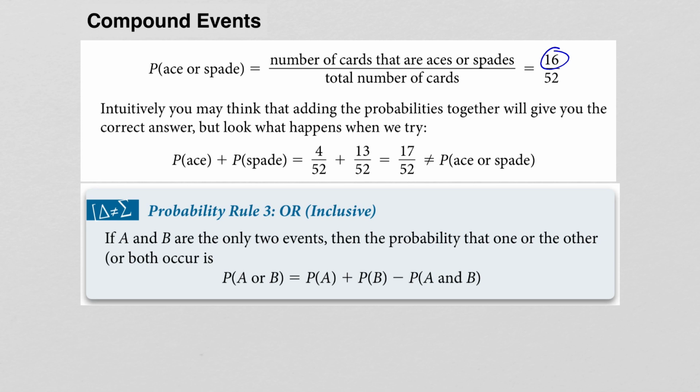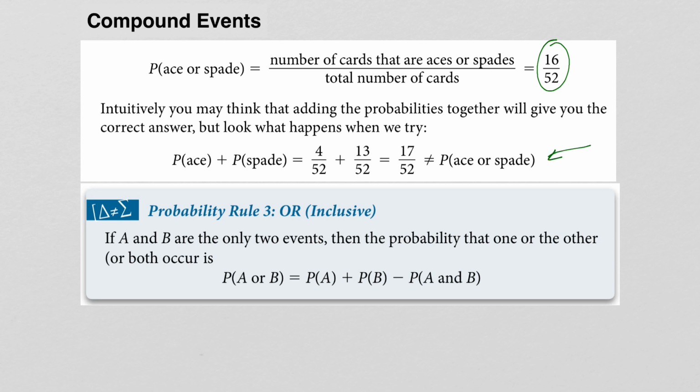Intuitively, you may think that adding the probabilities together will give you the correct answer. But look what happens when we try this. If you think the probability of getting an ace or a spade is simply the probability of an ace, which is 4 out of 52, plus the probability of a spade, which is 13 out of 52, notice that this gives you 17 out of 52, which I'm telling you is the wrong answer because we know the right answer is 16 out of 52.